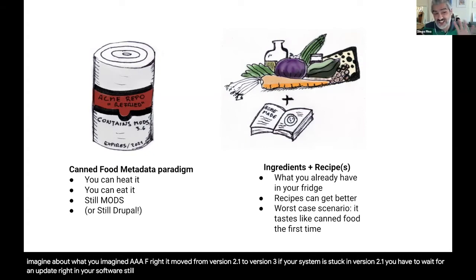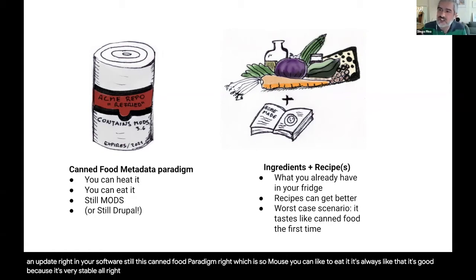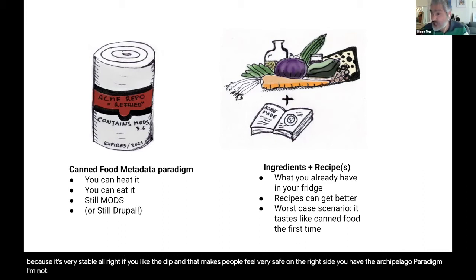Still, this canned food paradigm is good because it's very stable, right? It gives you the facility of always having MODS, and that makes people feel very safe. On the right side, you have the Archipelago paradigm. I'm not saying we own the paradigm, we're just implementing it, right?